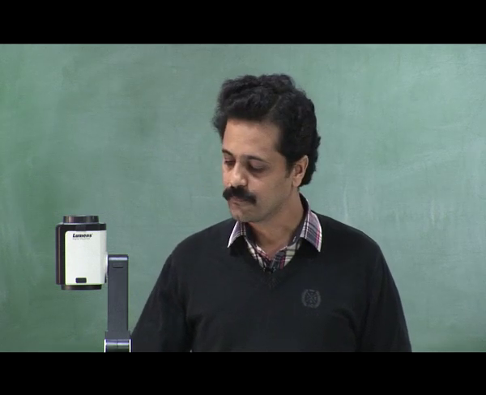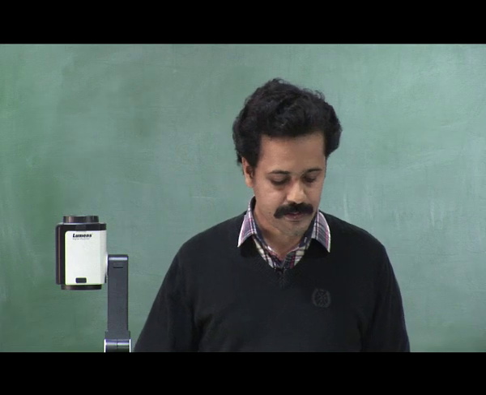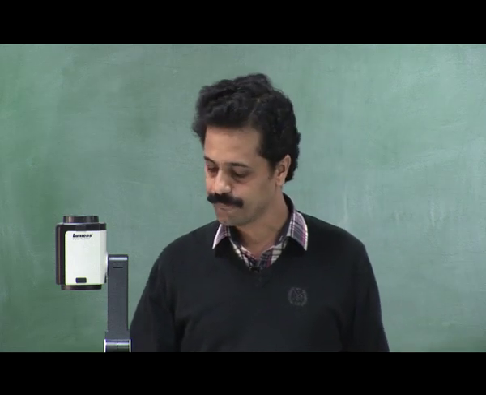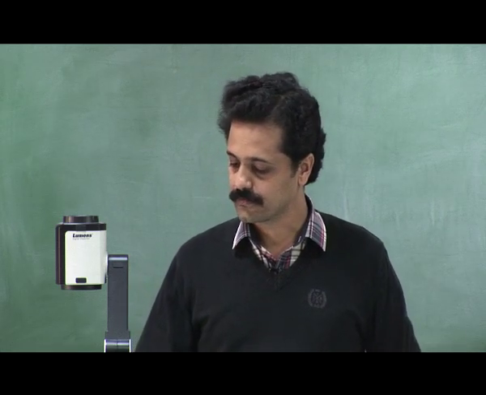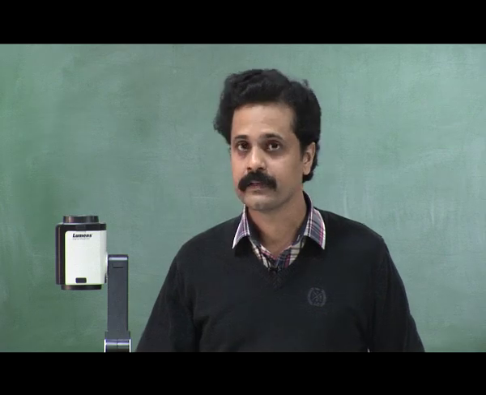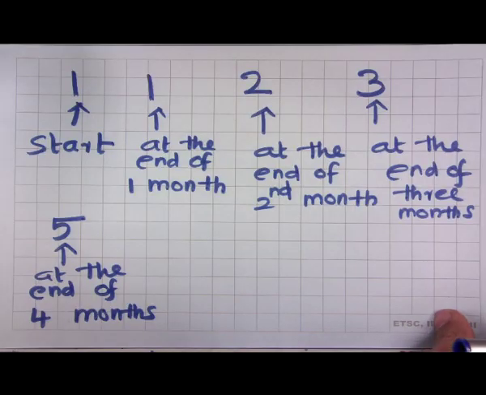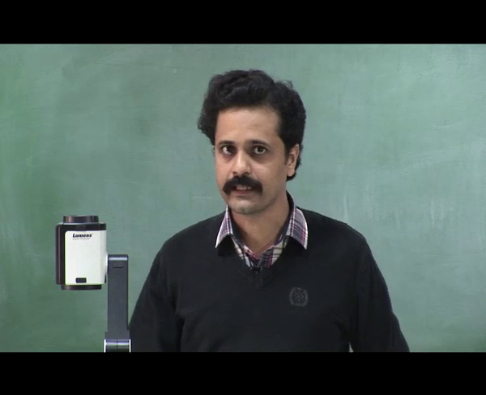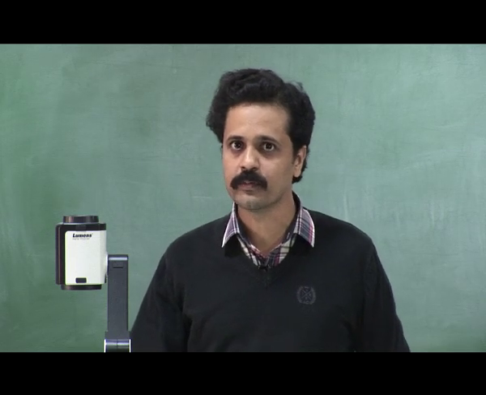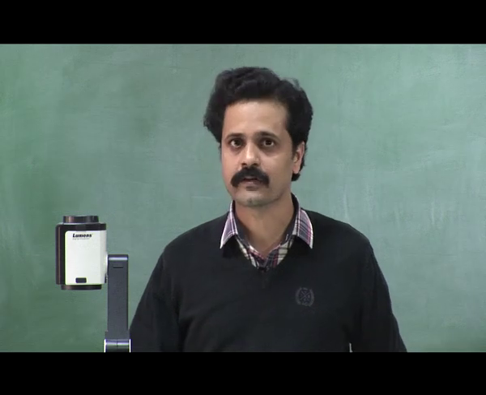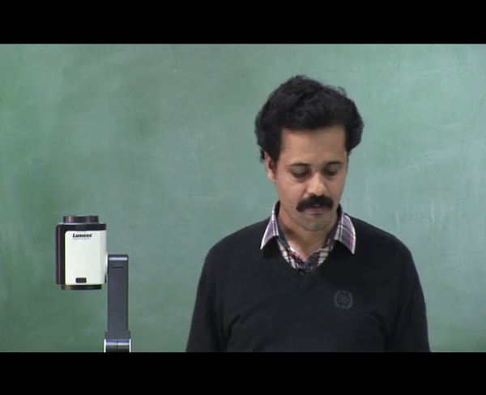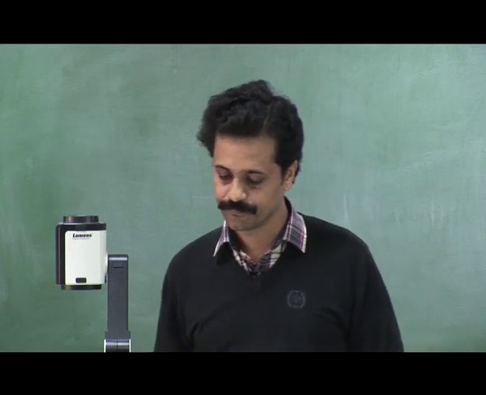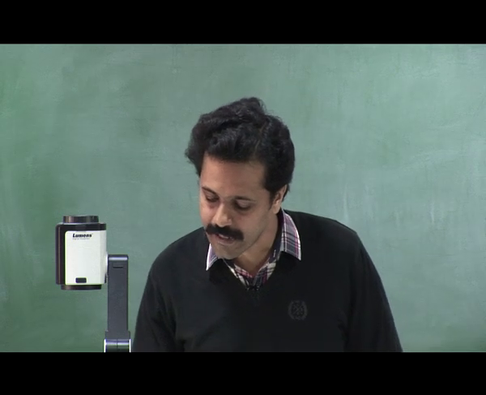This problem was originally posed by Fibonacci, and the numbers created, which stand for the number of pairs at the end of 1 month, 2 months and so on, are called Fibonacci numbers. Let us continue with another example.